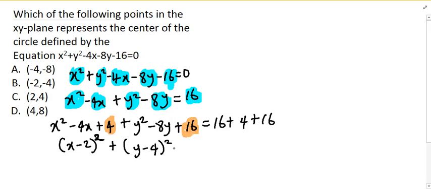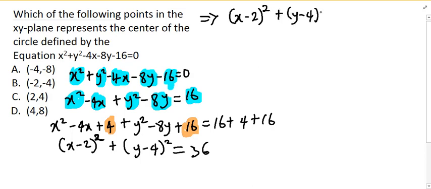Okay, so let's continue. Then here 16 plus 4 is 20, right? Plus 16 is 36. So we know that here is giving us 36. So if here gives us 36, what's the next step? So we'll have x minus 2 all squared plus y minus 4 all squared equal to 6 squared. But what's the question asking us?